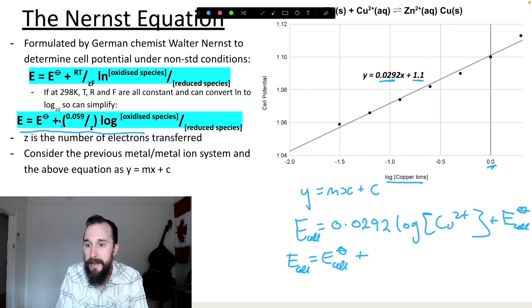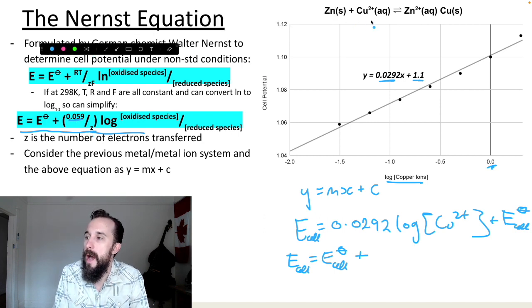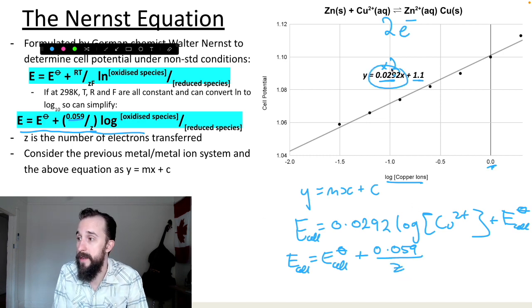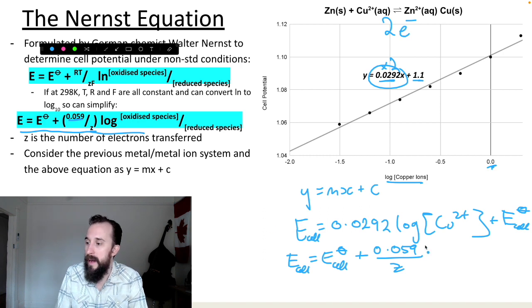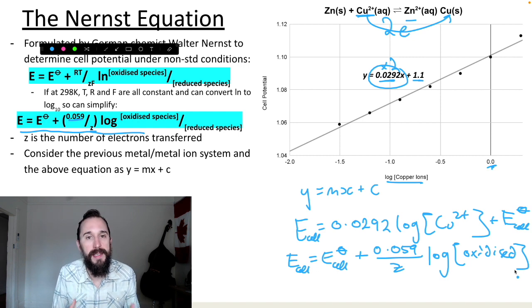And then we're adding 0.0292. Now we get that number and divide by the number of electrons. How many electrons are we transferring in this redox? We are transferring 2 electrons. So if you multiply that number by 2, that's looking a lot like 0.059 divided by the number of electrons. Again, if you get that number divided by 2, you're going to end up with something very close to that, times the logarithm of our Cu2+, which in this half cell is the oxidized species, the concentration of the oxidized species there.